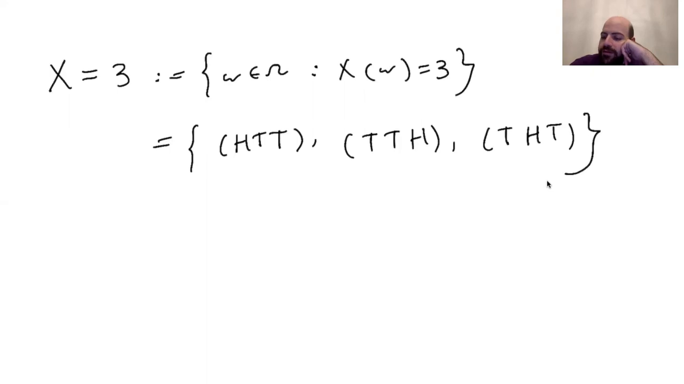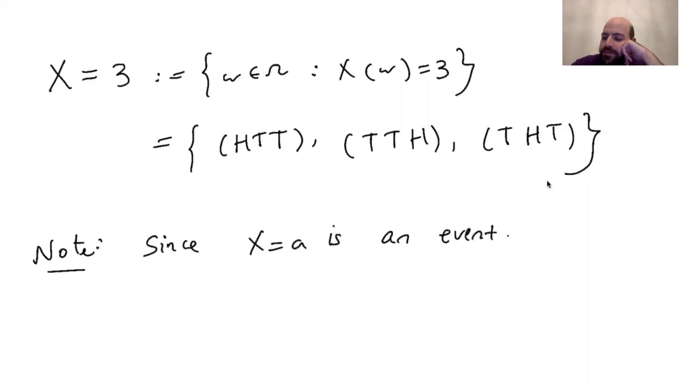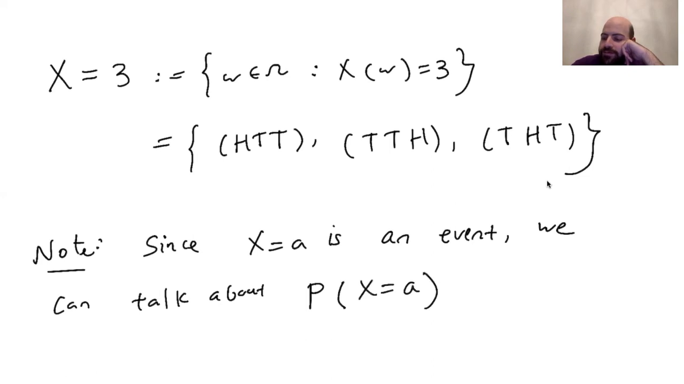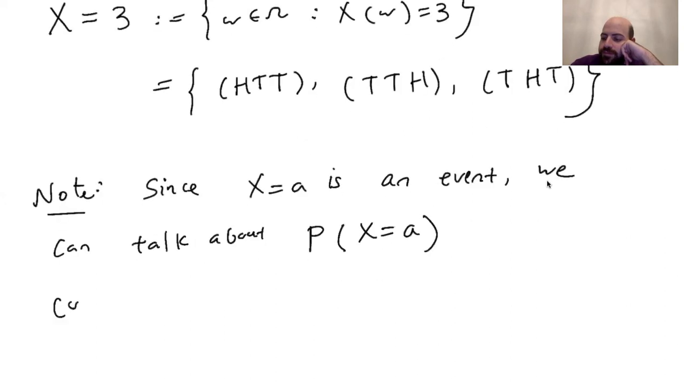Okay, so that's it. So note here, since X equals A is an event, we can talk about the probability of capital X equals A, or similarly, the probability of capital X bigger than A, and so on.